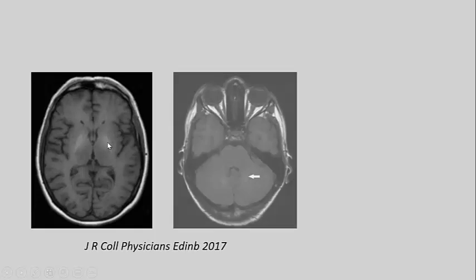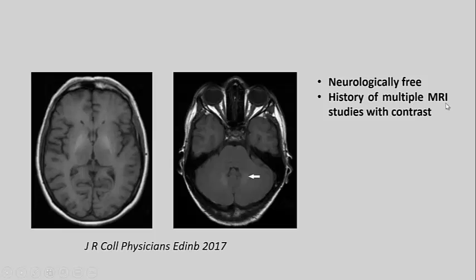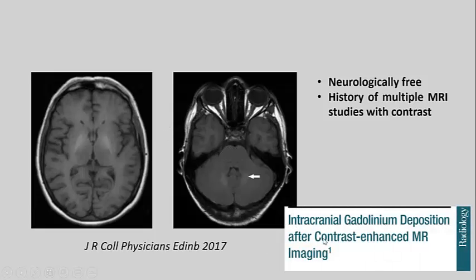But this patient has a similar lesion here, which are hyperintense signal within the globus pallidus and also in the dentate nuclei of the cerebellum. And this patient has no liver cell failure and he didn't receive any TPN. But after taking history, you will find this patient has had multiple MRI scans before with gadolinium contrast. And you know that this is a gadolinium deposition. And this is a paper from Radiology talking about the intracranial gadolinium deposition. So far, we don't know what it can do neurologically to these patients.